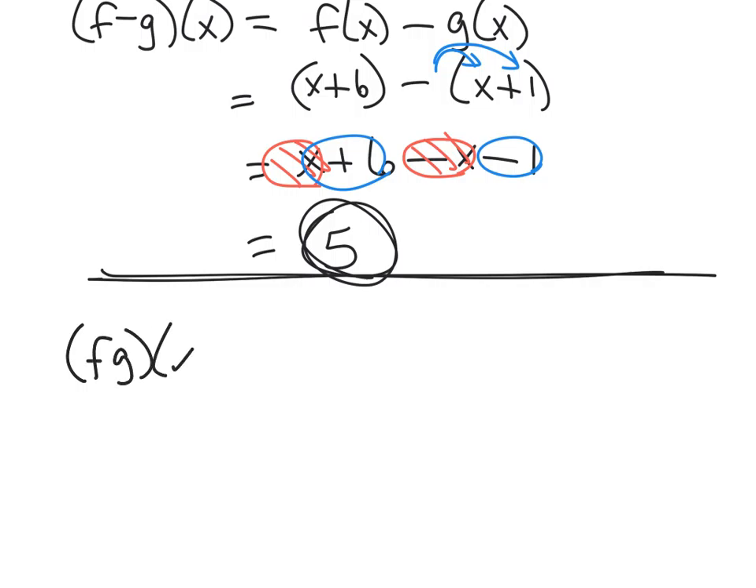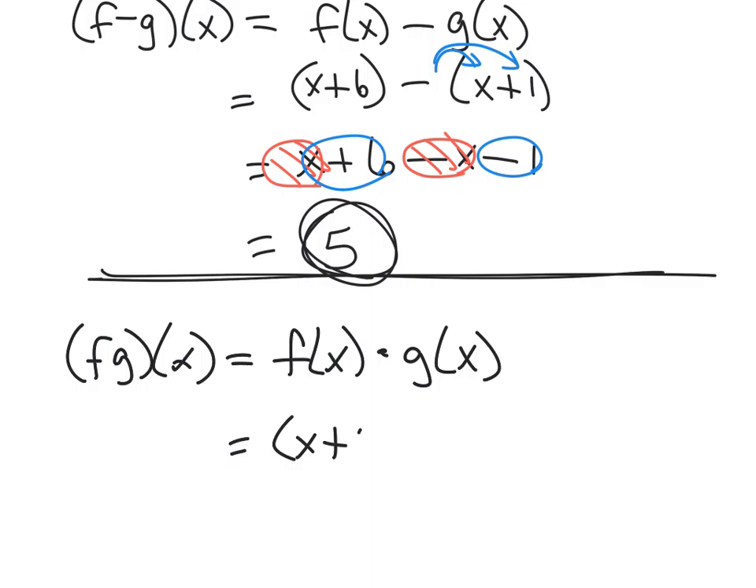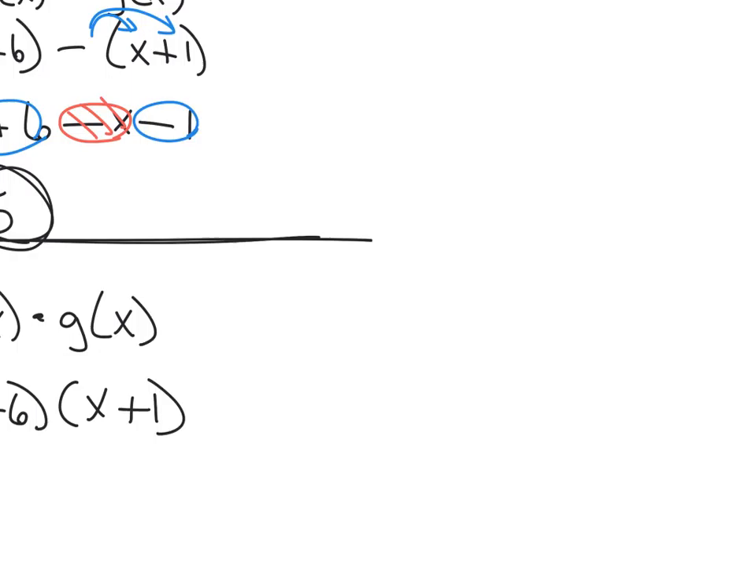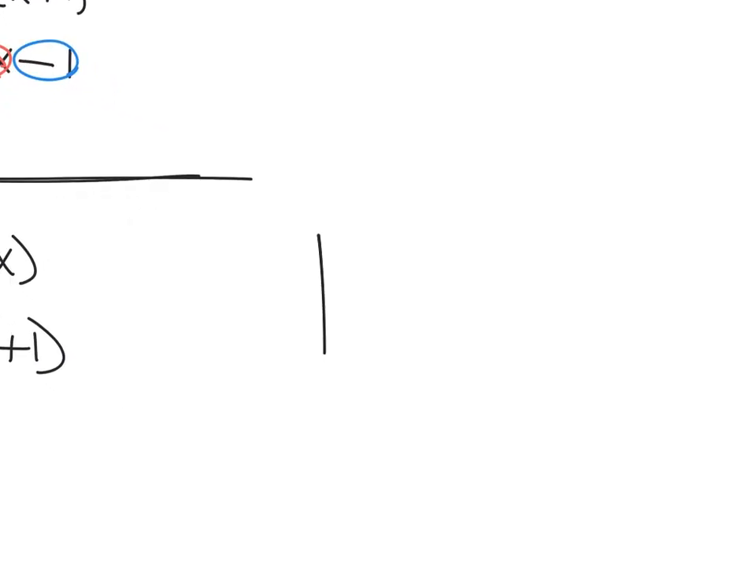fg of x. And what does that mean? Well, it means get the value for f of x and multiply by g of x. All right, so we know that f of x is x plus 6. We know that g of x is x plus 1. And we're supposed to multiply these two guys together. So how do we do that? Well, we use the box.